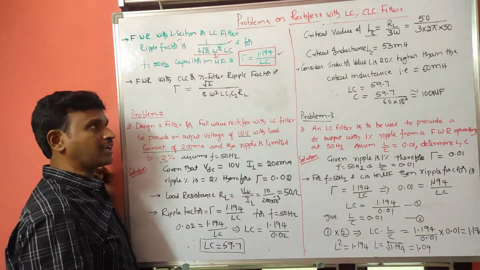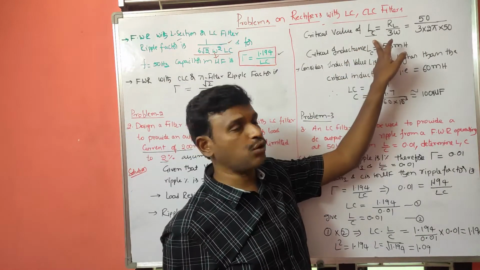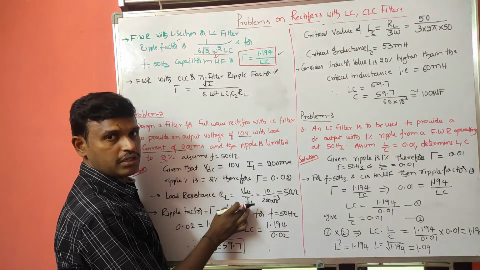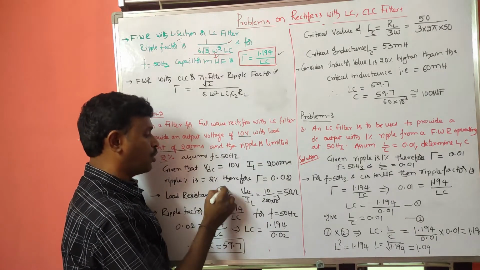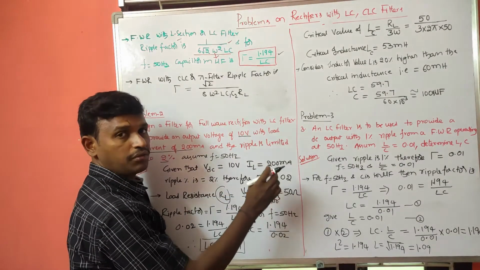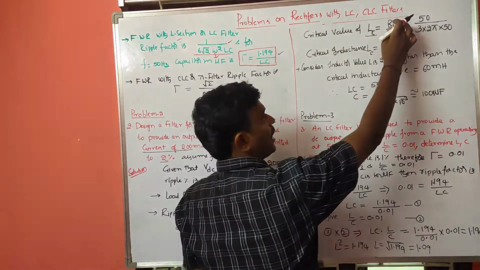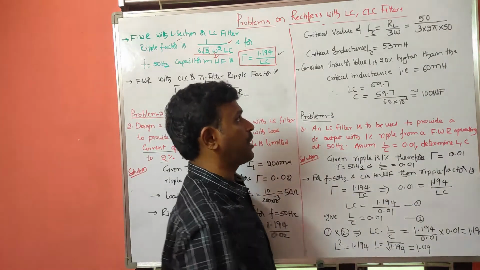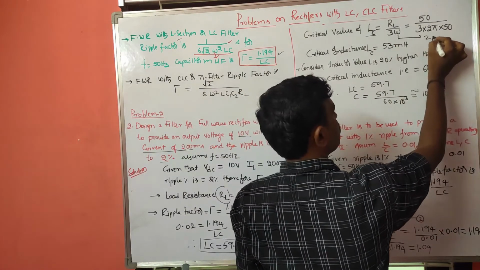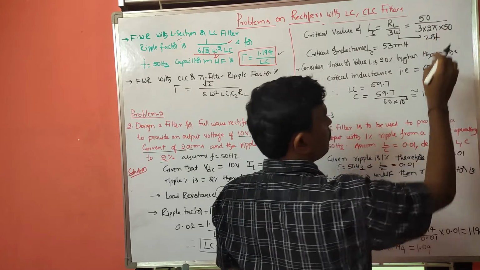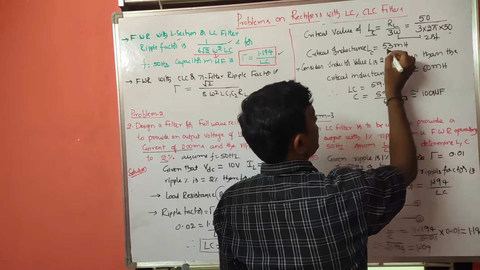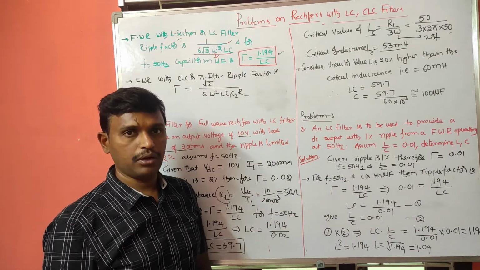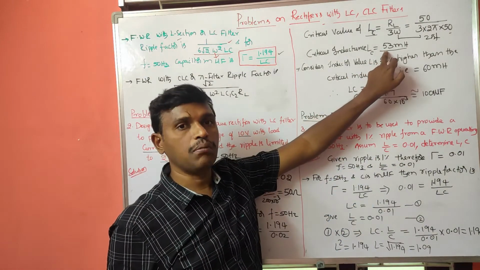So the critical inductance LC is equal to RL by 3 omega. For the given values of VDC and the load current, I calculated the load resistance, RL equal to 50 ohms. Here omega is equal to 2 pi f, with f equal to 50 Hz. If you simplify this, the critical inductance you will get is 53 millihenry.